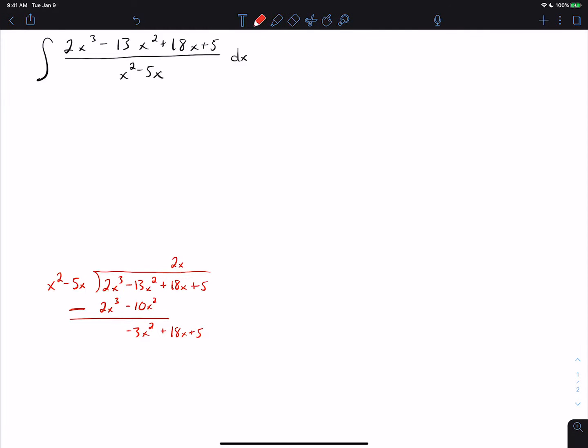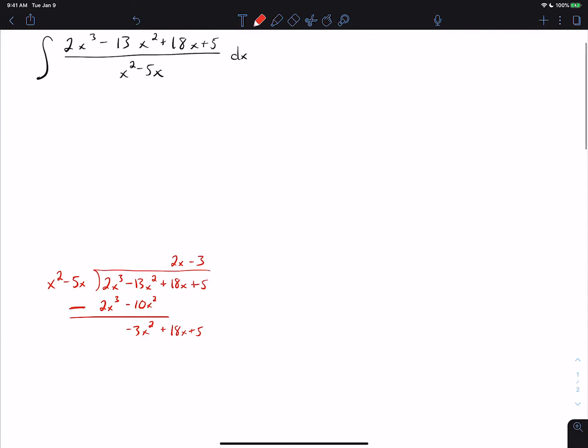Now we divide negative 3x squared divided by x squared. That's negative 3. We multiply negative 3 times the terms on the outside. That gets us negative 3x squared plus 15x, and we subtract. That gets us 0, and then 3x plus 5. Now that the degree of what's left is smaller than the degree of the divisor, we're done. So 3x plus 5 is the remainder.